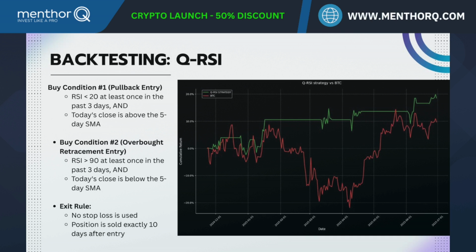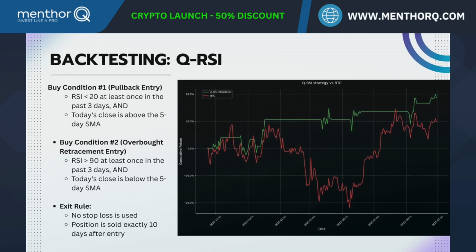The reason why we do that is because we're trying to spot a trend reversal. The second condition, which is obviously non-traditional, because typically when you use the traditional RSI, you would short when the RSI is greater than 70. What we do here is we buy because we are looking for an overbought retracement entry. So when the RSI is greater than 90, at least once in the past 3 days, and the closing price has closed above the 5-day simple moving average, then we also enter.